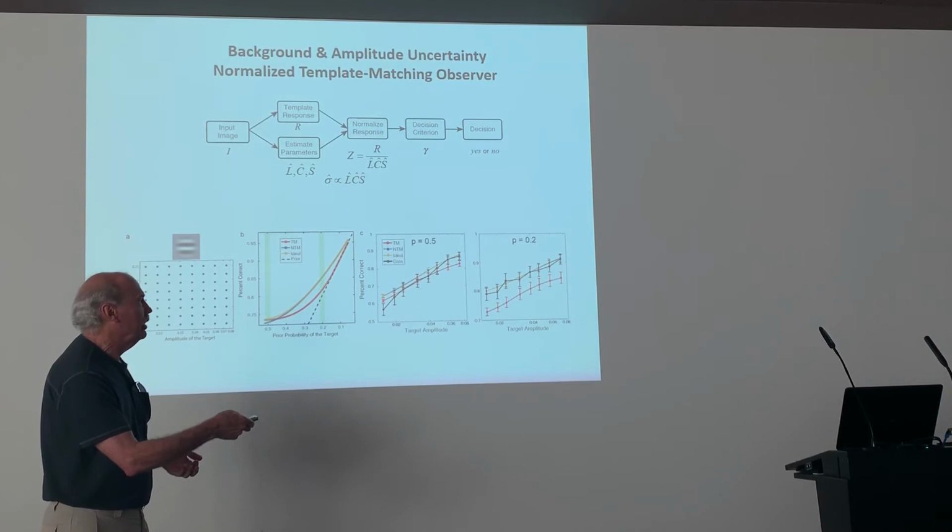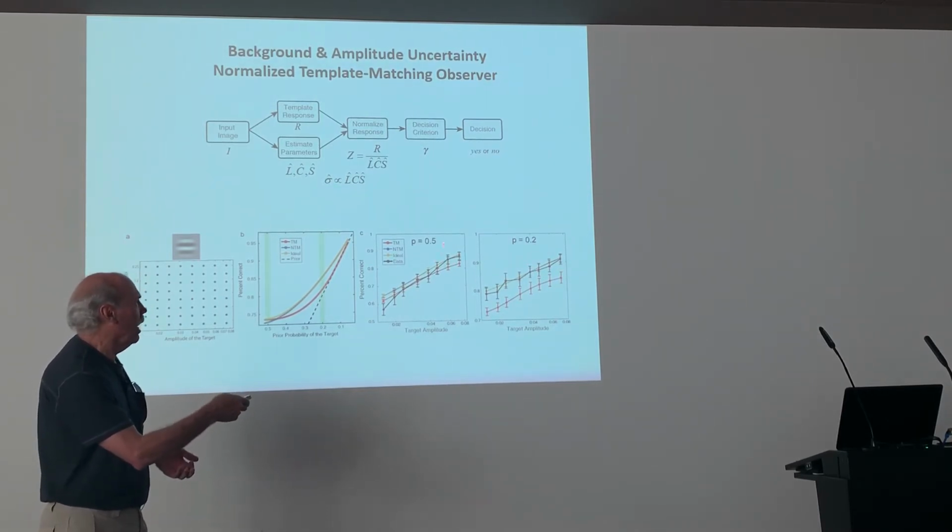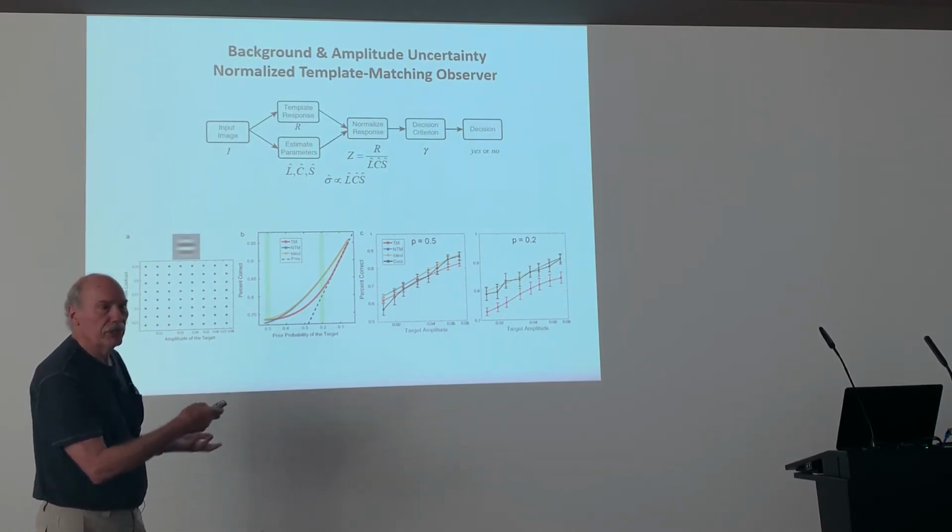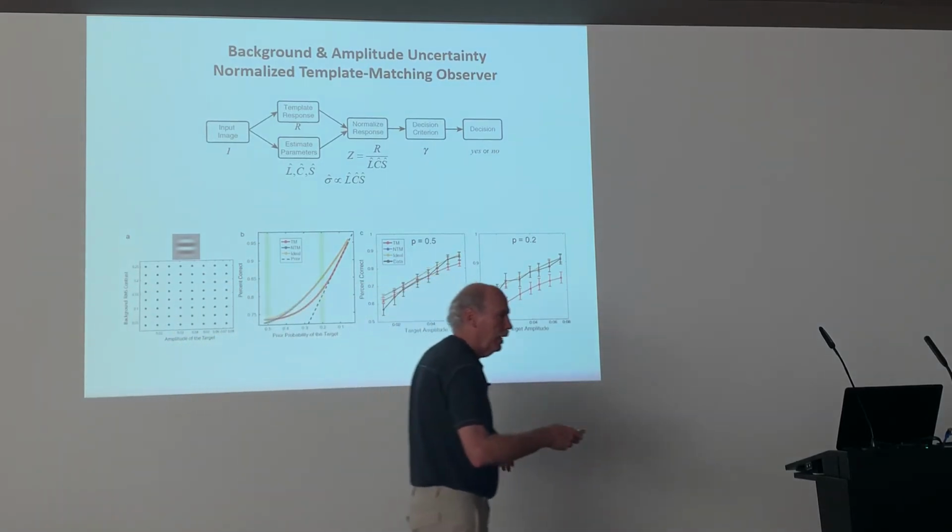Because the template matching observer predicts this for low priors. For high prior, the target's there. For low priors, it predicts this. Humans fall right where they should. And so you can do that.